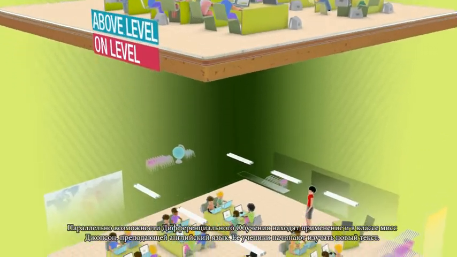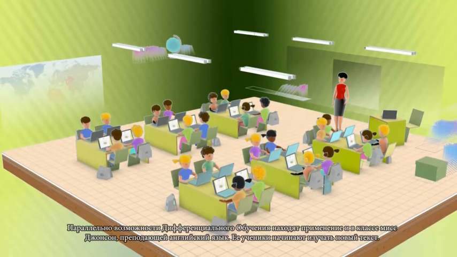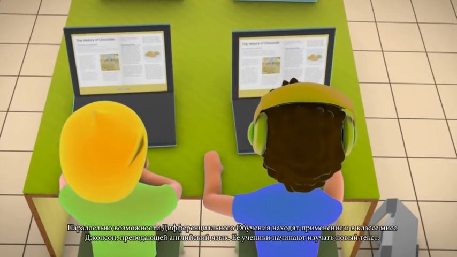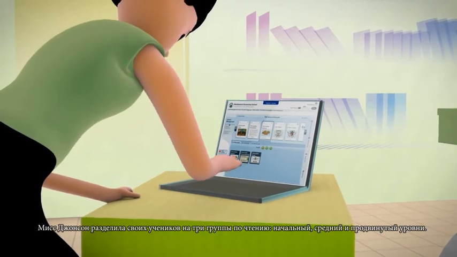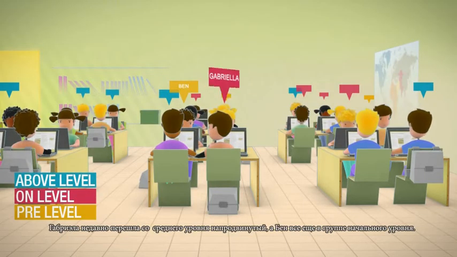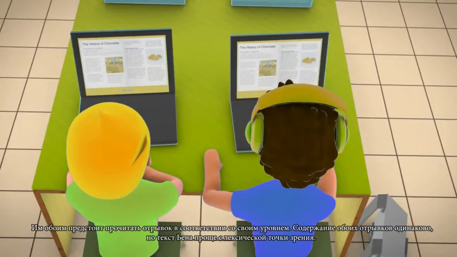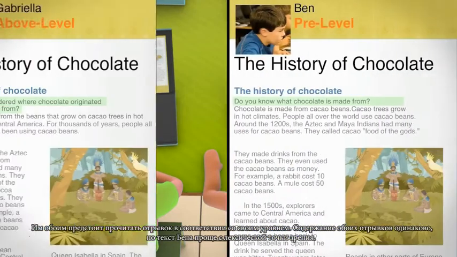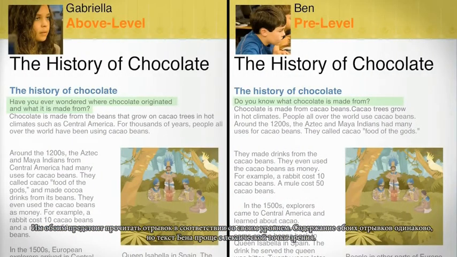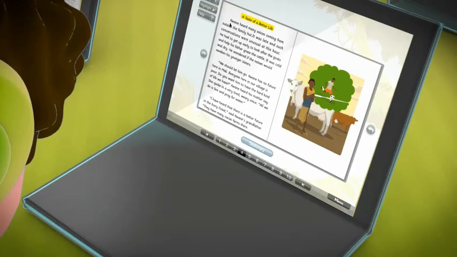Meanwhile, the power of differential learning is also being implemented in Miss Johnson's English Language Arts class. They are about to start exploring a text passage. Miss Johnson has created 3 reading groups in her class: pre-level, on-level, and above-level. Gabriella has just moved to the above-level group from the on-level group, while Ben is still in the pre-level group. They're both presented with differentiated text passages. While the content of each passage is identical, the text that Ben reads is simpler in terms of lexical complexity.